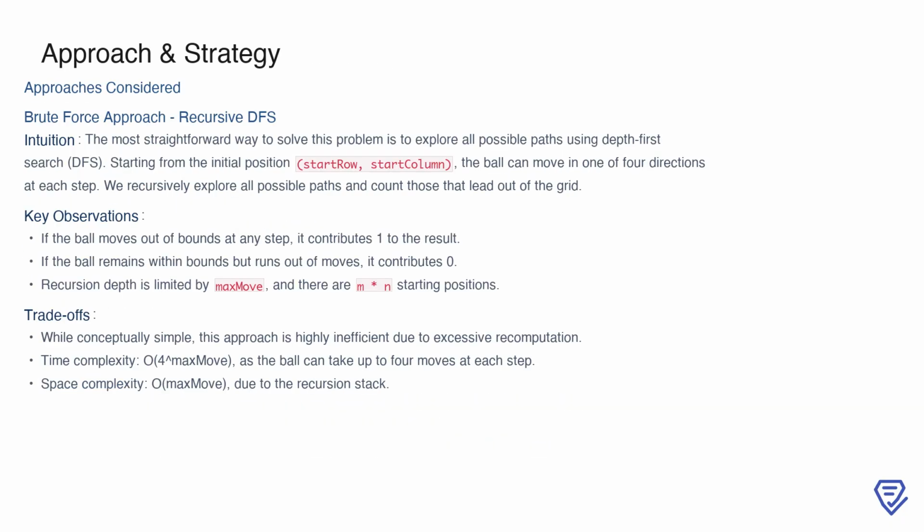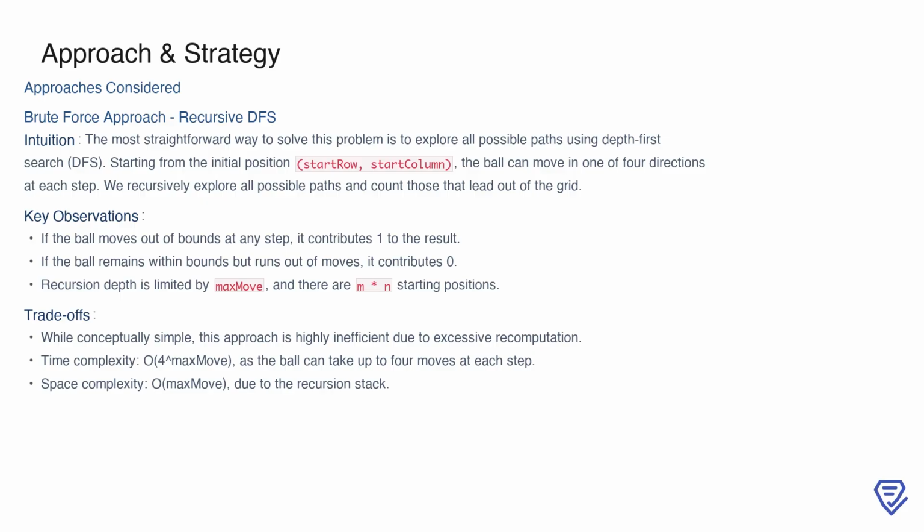To solve the out-of-boundary paths problem, the most straightforward approach we can consider is a brute force recursive depth-first search, or DFS. Here, the intuition is simple. Starting from the initial position, the ball can move in one of 4 directions at each step, and we explore all possible paths recursively. If the ball moves out of the grid at any point during its journey, it counts as a valid path and contributes 1 to the result. On the other hand, if the ball remains inside the grid but runs out of moves, it contributes 0.